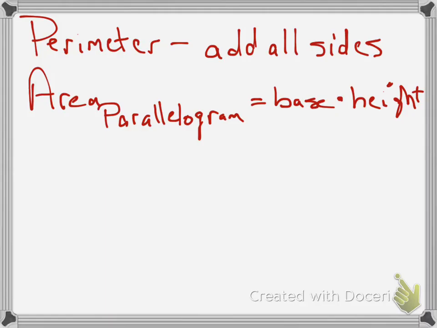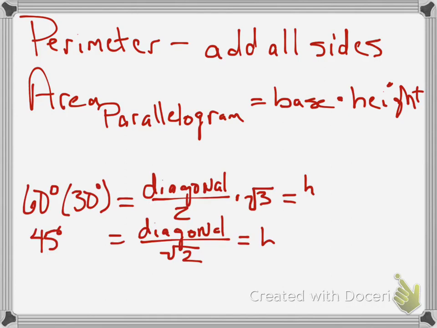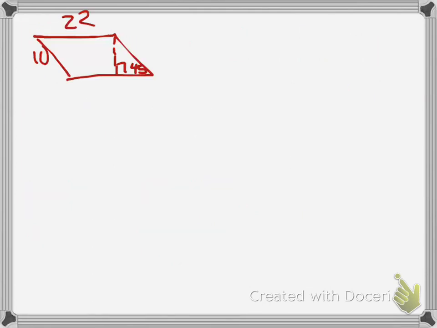Don't forget, perimeter again is all sides, and the area of a parallelogram is base times height. But what happens if the height is missing, and you need to find the height, and all you've got is some angle measures? Well, then this is where this formula would help. If it says 60 degrees or 30 degrees, you would take the diagonal divided by 2 times the square root of 3, and that would give you the height. Or if it's a 45 degree, then it would just be the diagonal divided by the square root of 2 to get the height.